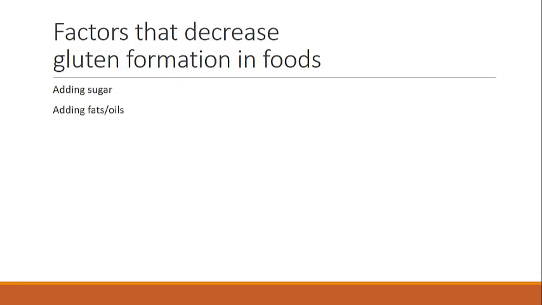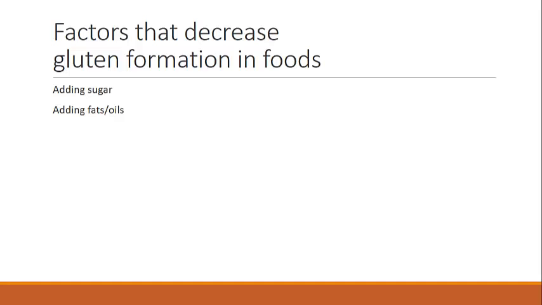Ways we can decrease the gluten formation are by adding a couple of special ingredients. These are the ingredients that we think of when we think of those more delicate foods. They tend to be sweeter and higher in fats or oils. That's because sugar and fats and oils actually decrease the gluten formation in foods.